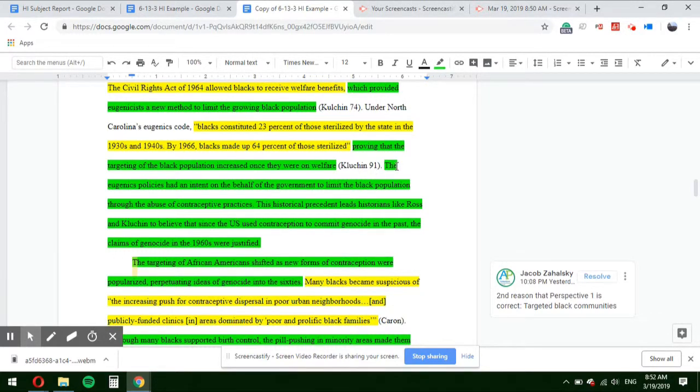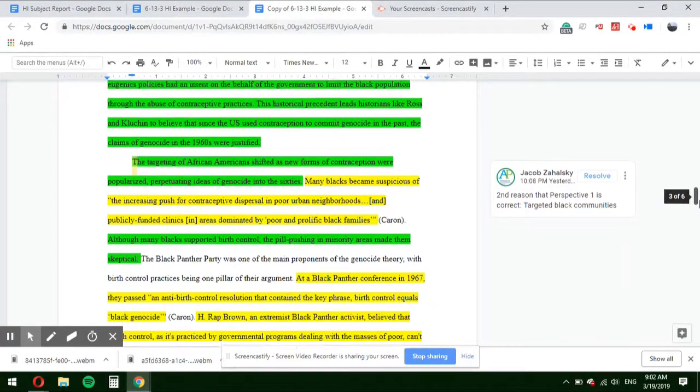The student goes, the eugenics policies had an intent on the behalf of the government to limit the Black population through the abuse of contraceptive practices. This historical precedent leads historians like Ross and Kluchin to believe that since the U.S. used contraception to commit genocide in the past, the claims of genocide in the 1960s were justified. And so this is going back into the evidence and explaining how this relates to the assertion of historical precedent, and thus why that proves perspective one, that there was a genocide.